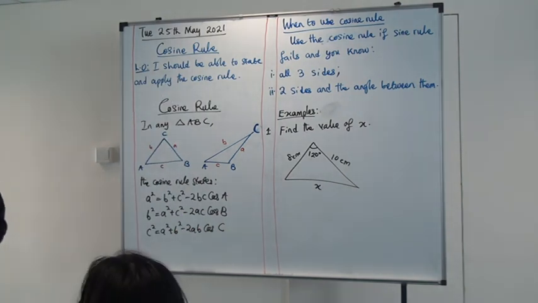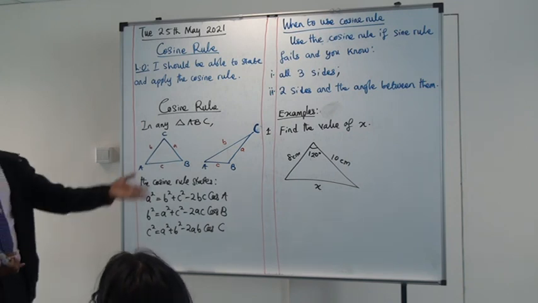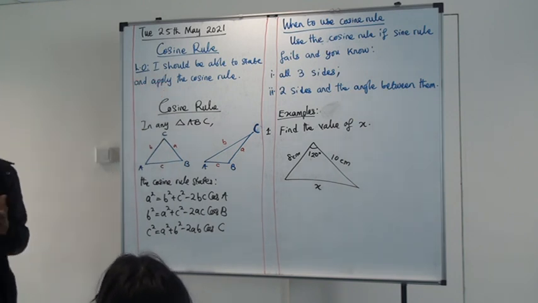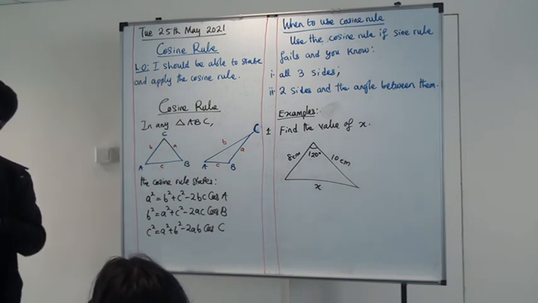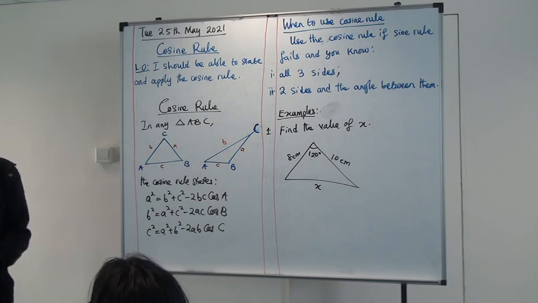The cosine rule is used for angles and sides, to find angles or sides, and of course where sine rule fails. So if you cannot identify where sine rule fails, I'll leave that to you and the previous lesson that I've taught.